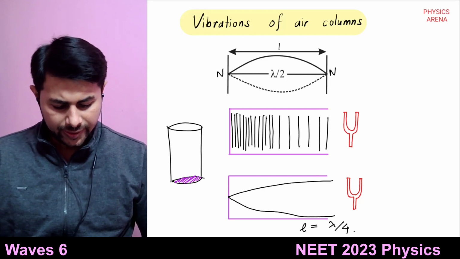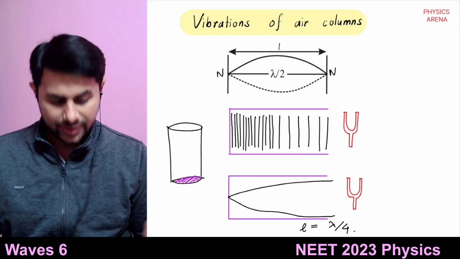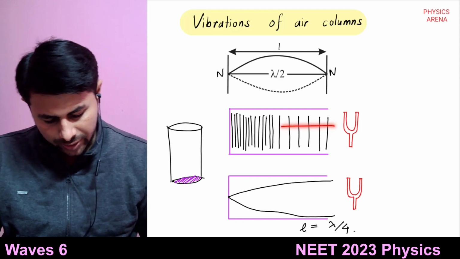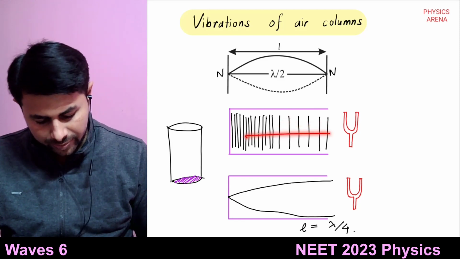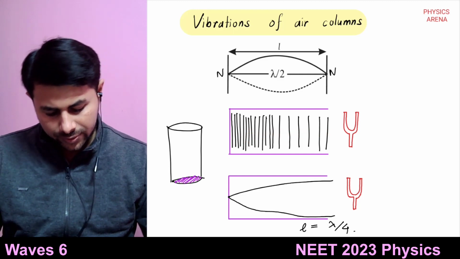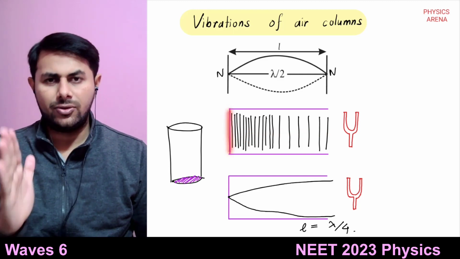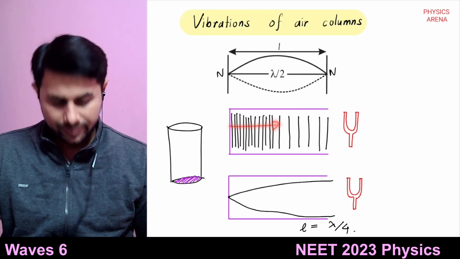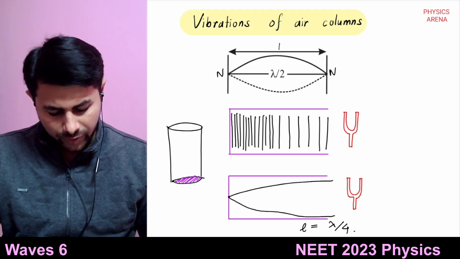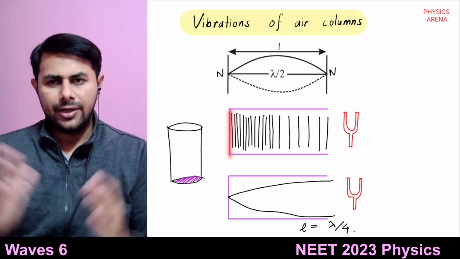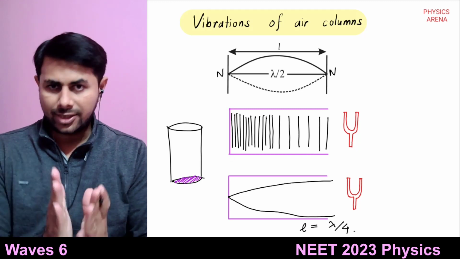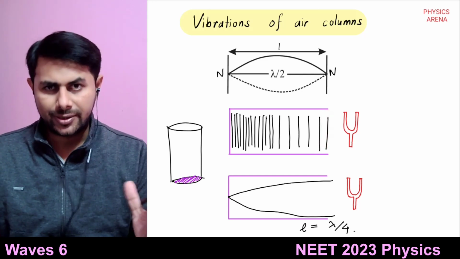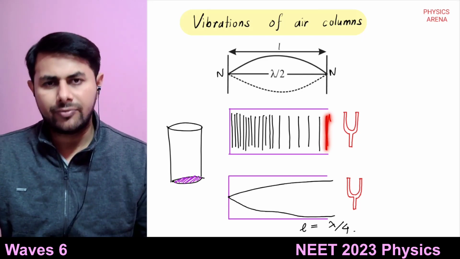So see what happens. Compressions and rarefactions are produced due to vibrations of the tuning fork, and these compressions and rarefactions travel through this medium, right? Now when they arrive at this end, this is the closed end, they get reflected back from there. Since this is the closed end, it can exert a large force, right? And here the particles are able to vibrate. So this is the free end, we can say.